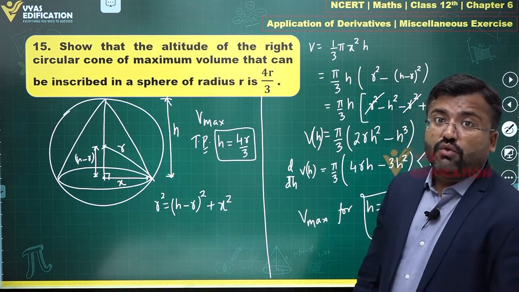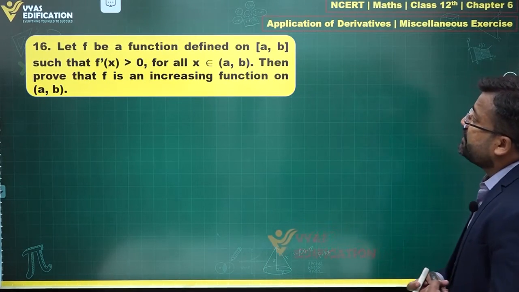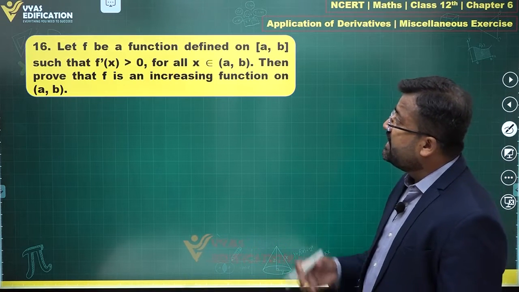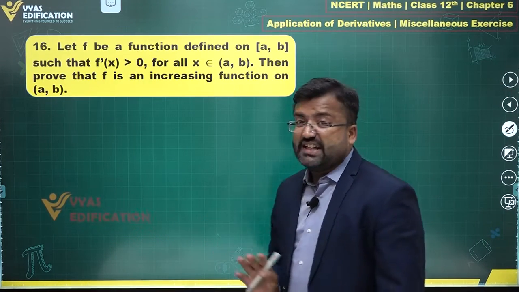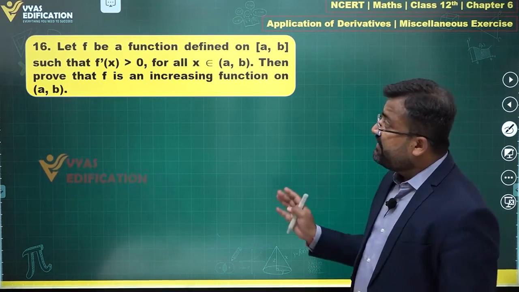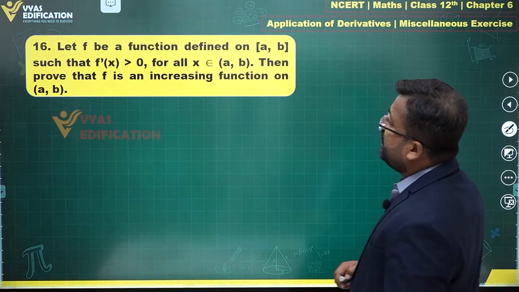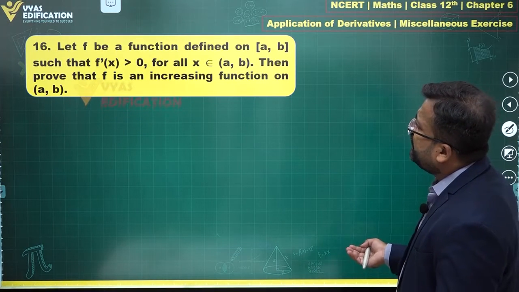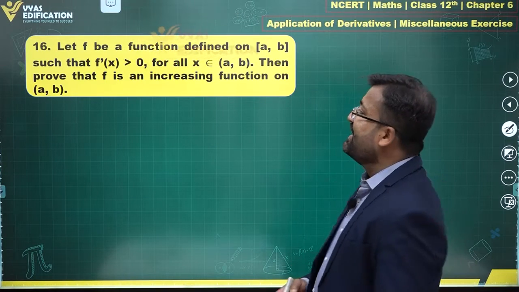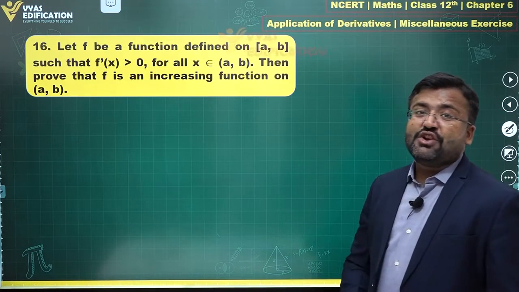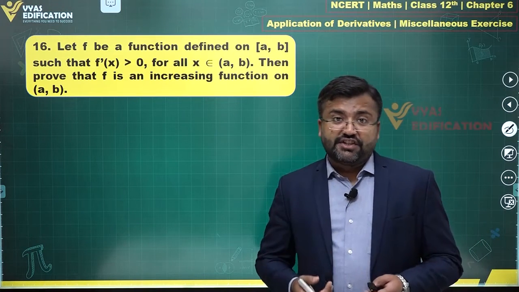Question number 15 over here. The 16th question says that let f be a function defined on the closed interval a comma b such that f prime x is greater than 0 for all x belongs to this interval a comma b, okay? Derivative is greater than 0 means the function is increasing, strictly increasing. Then prove that f is an increasing function on a comma b. Oh, the function is increasing. We are supposed to prove that it is increasing, okay? So the person does not want you to use the first derivative. The person wants you to use the actual definition of increasing, right?